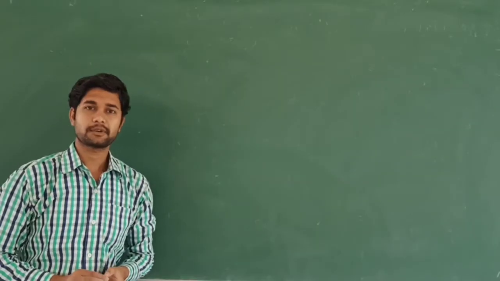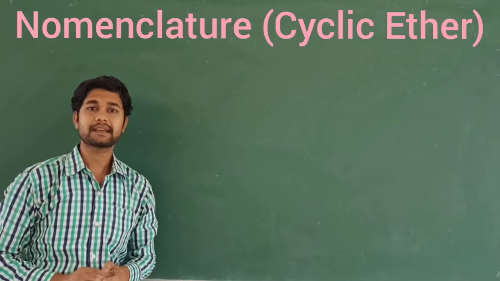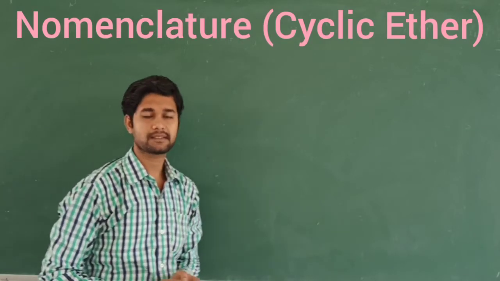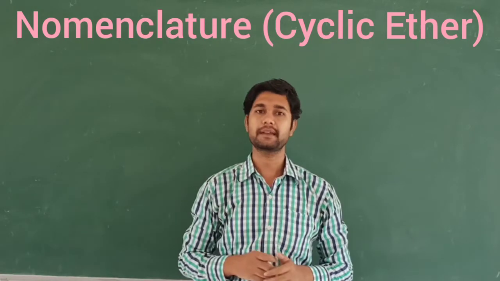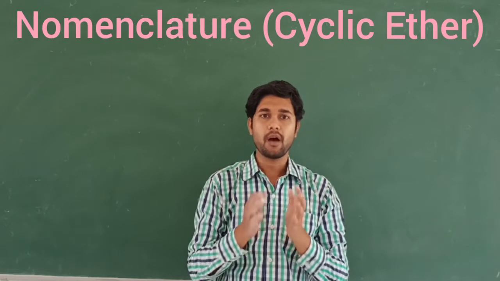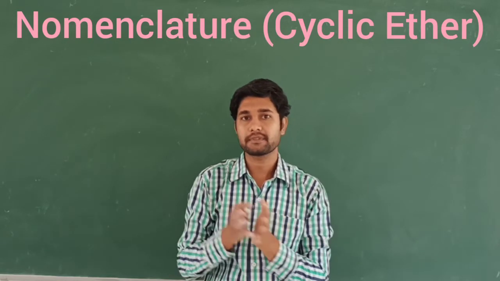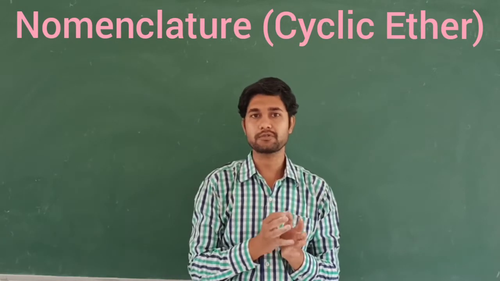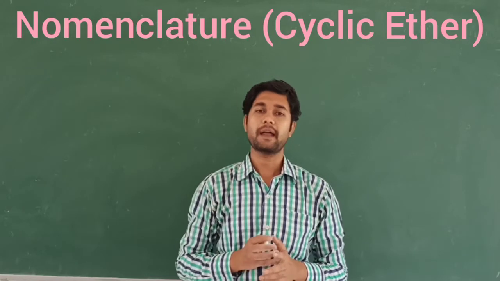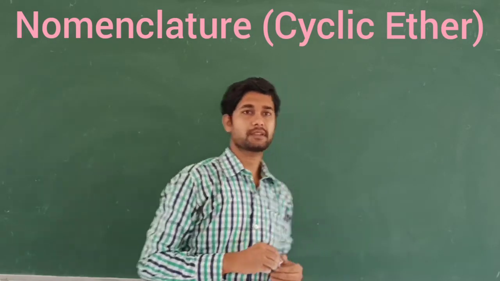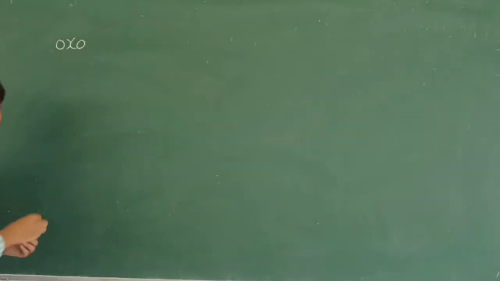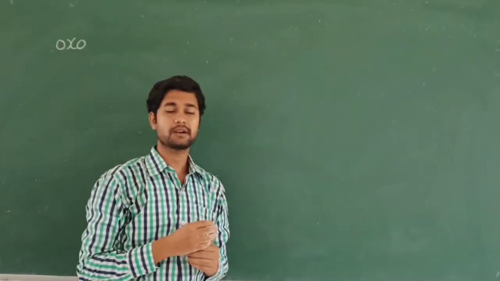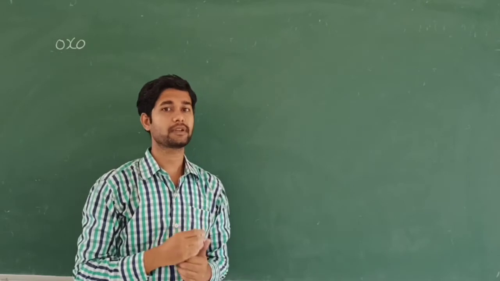Let us discuss the nomenclature of the cyclic ether compounds. Cyclic ethers are those where the oxygen is linked between the cyclic compounds, and here we are going to study the oxygen as part of the ring system. Here the oxygen is used as part of the ring system, and this IUPAC name should start with oxo. We are going to use this word oxo, and we are going to use different suffix words based on the number of the ring system.